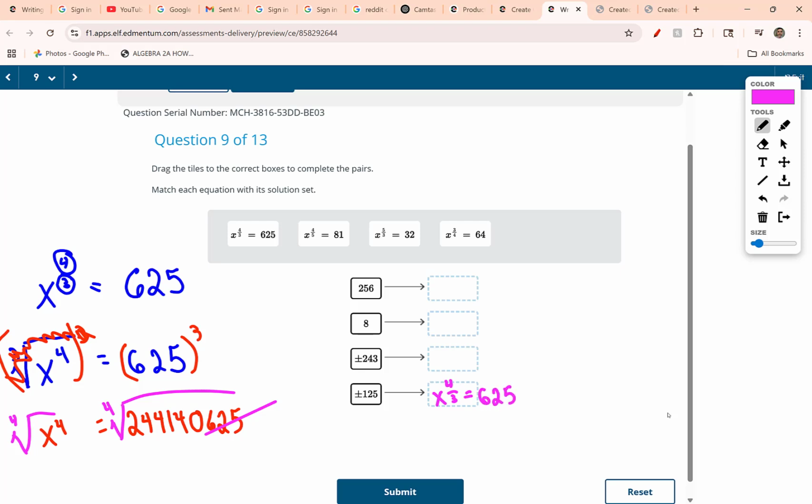Because think about it real basically. 2 squared is 4, and negative 2 squared is also 4. So the negative number and the positive number, when you raise them to an even power, they end up giving you the same exact number. All right, let's do one more.